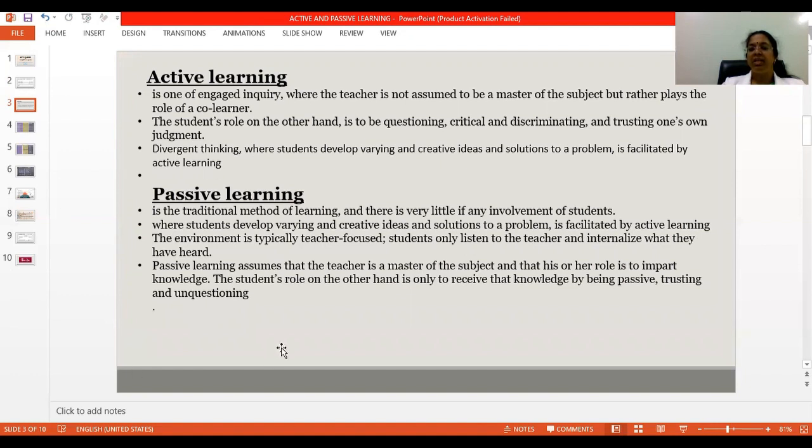Whereas passive learning is a traditional method of learning where the students will be passively sitting and observing what the teacher is teaching. Here, the development of creative ideas and finding the solution is based on the students' energy level and their intellectual level. The environment in passive learning is typically teacher focused. Students will be just listening to the teacher and more interaction will be avoided. Passive learning assumes that the teacher is the master of the subject, and students' role is very less.